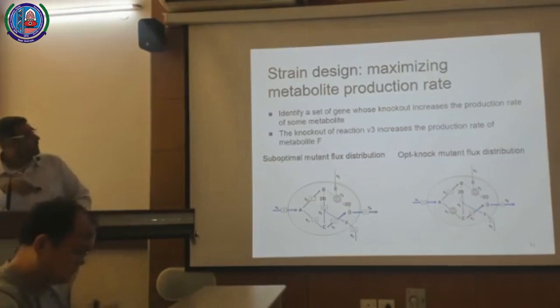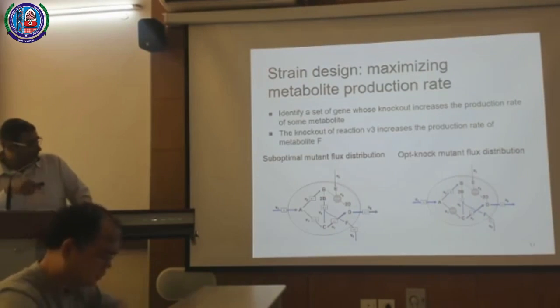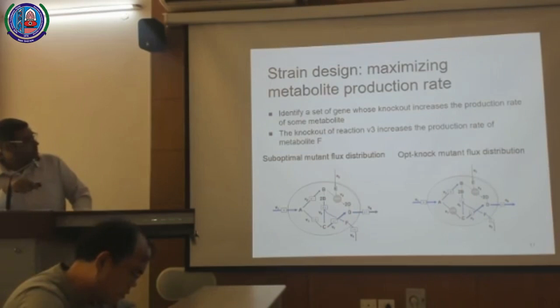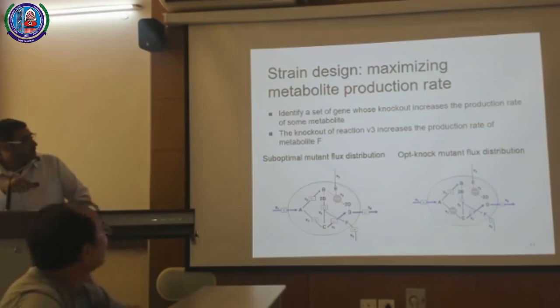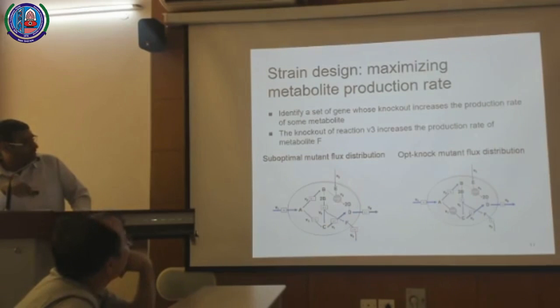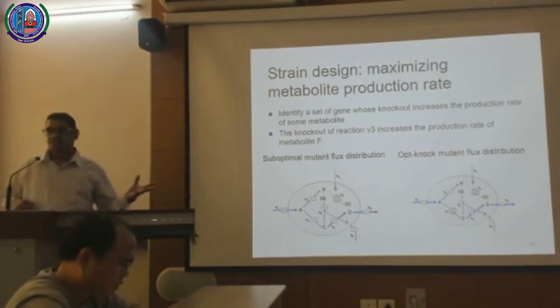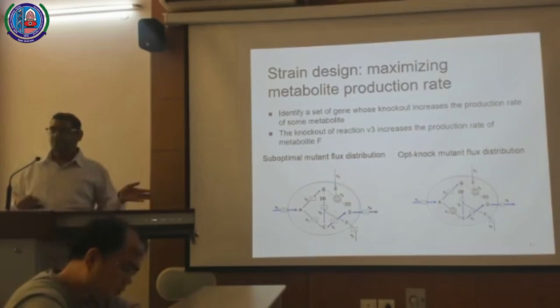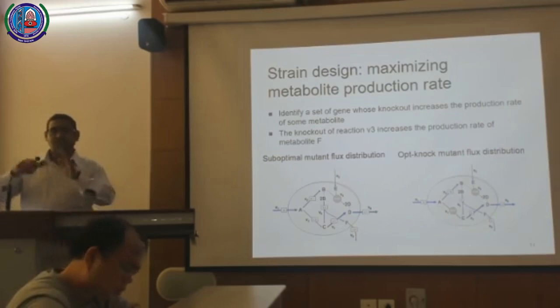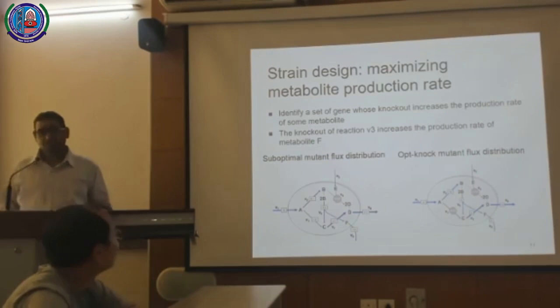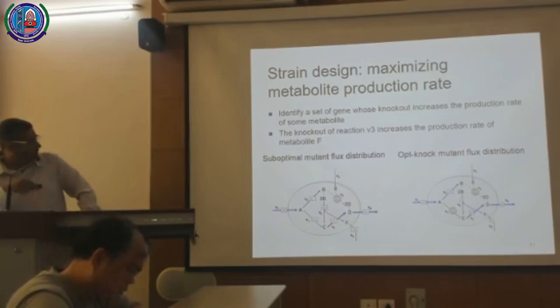Now, the strain design, maximizing the metabolite production rate. Here, if you identify a set of genes whose knockout increases the production rate of some metabolite, the knockout of reaction V3 increases the production rate of the metabolite. Here, if you see F and V3. So this is one example, just one example. There are more than 100 or 200 types of networks like that. So when you make a network map or do metabolic network engineering, you learn that, okay, this is, you see, suboptimal mutant flux distribution.